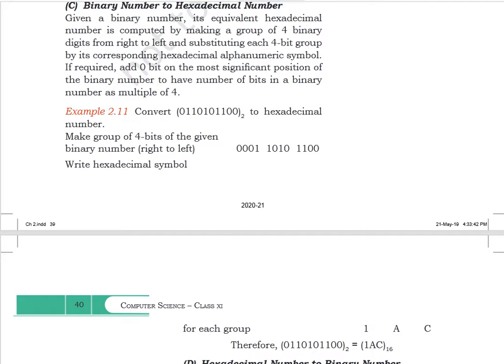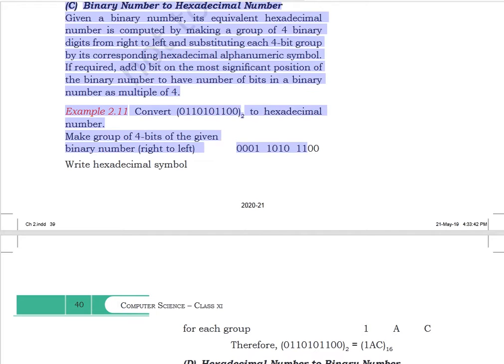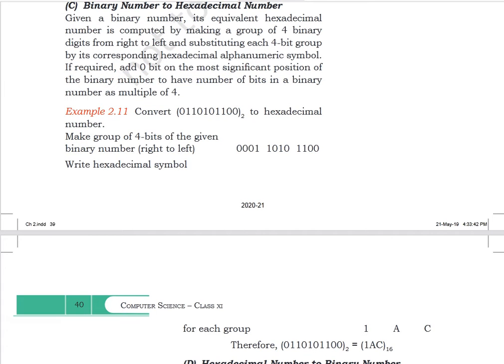So now check how the grouping is considered here. 0011, this one, is my first group. Then 0101, second group is here, and then 10. See, the last time we get 10, only 2 digits are left in the given number. That's why we have to put 2 extra zeros on the left hand side, just to make it a group of 4 bits.